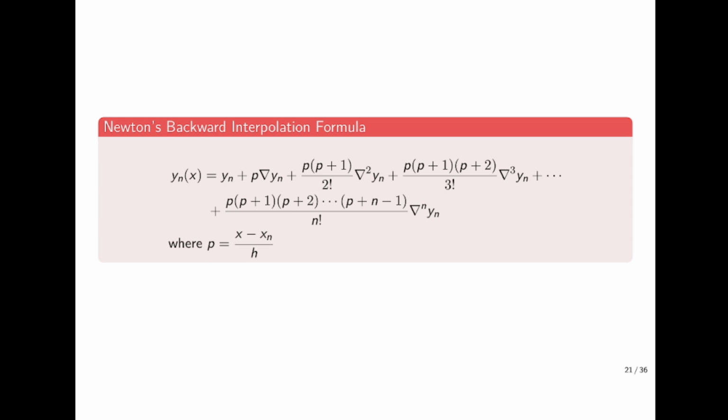Analogously, we can define Newton's backward interpolation formula. In this formula, the change from the previous one is that instead of delta y0, we will be using nabla yn, which is the backward difference. Also, instead of x minus x0, you will be using x minus xn. x minus xn is a multiple of h. You can derive this Newton's backward interpolation formula yourself.